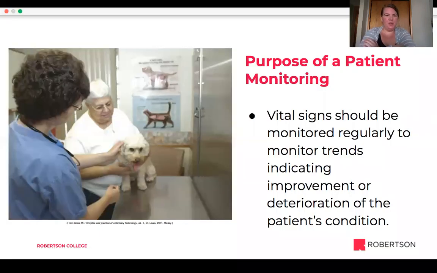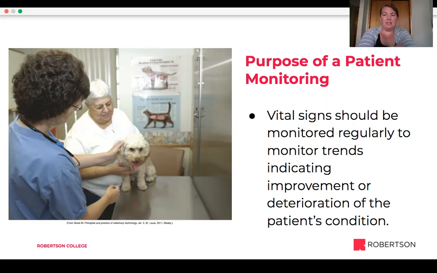So the first question we might want to ask is, why do we want to monitor our patients? When we have a patient hospitalized, whether they had surgery or they're a sick patient, we do want to check in on them periodically throughout the day. Regularly means at least every 4 hours. It might be more often depending on the status of the animal. If it's an animal that is very ill, maybe on the verge of death, we might be monitoring constantly. If it's an animal that's fairly stable, every 4 hours should be good.